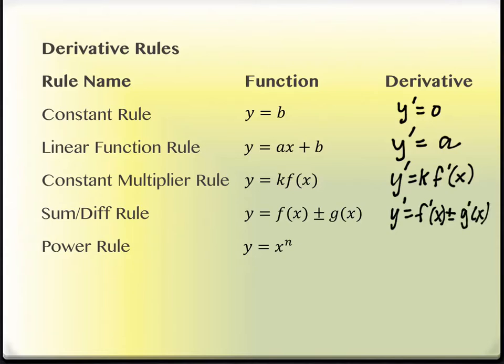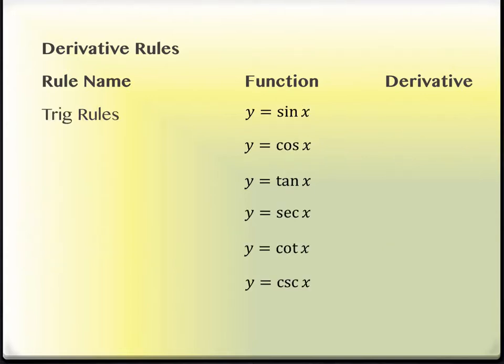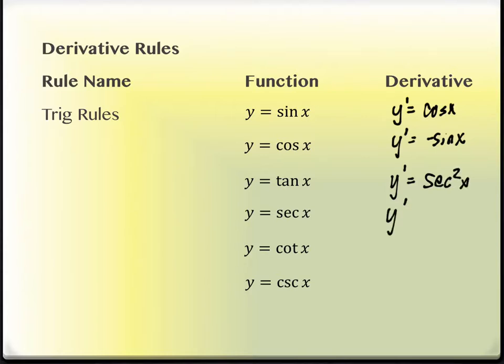And what about the power rule? It brings down the n and goes to n-1. Okay, all good, right? Cool. Now the trig rules. What's the derivative of sine? Cosine. What's the derivative of cosine? Negative sine. What's the derivative of tangent? Secant squared. Derivative of secant? Secant tangent. Cotangent? Negative cosecant squared. And the derivative of cosecant? Negative cosecant cotangent.